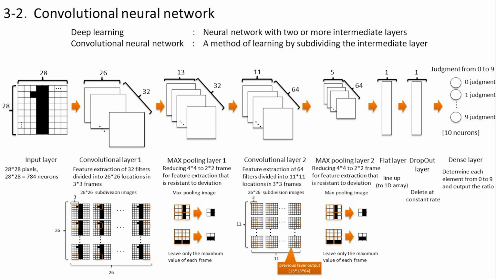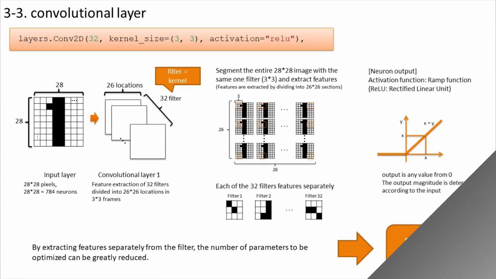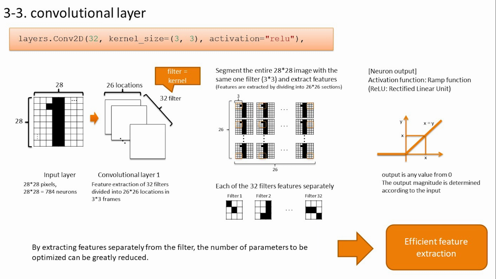In addition, the convolutional neural network is a method of learning by subdividing in the intermediate layer. For details, I would like to confirm the contents from the next slide, and finally confirm this overview again. Move on. We will understand how each layer works. The first is the convolutional layer, which is represented in the program like this.